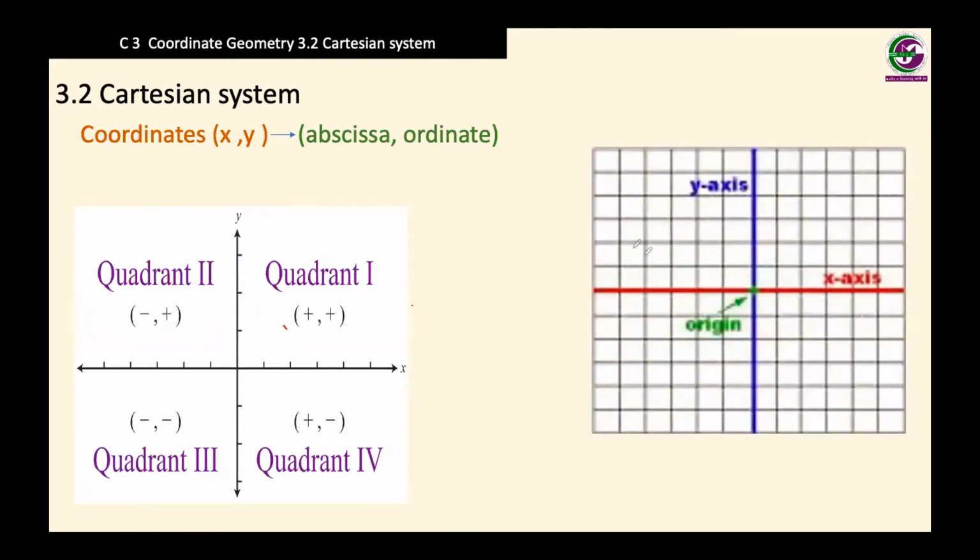Now, this is how you can represent it in a Cartesian plane. The horizontal line is called the x-axis, vertical is called the y-axis. Each of these lines are perpendicular to each other. The meeting point is origin, and the coordinates of origin are 0, 0. X value or the abscissa is 0, and ordinate is also 0.